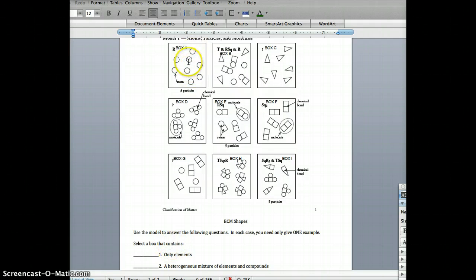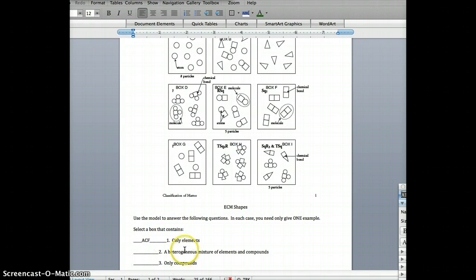Box A would qualify for that, as these circles are all the same. Box B would not qualify. Box C would qualify because they're all the same. But in box B, we have one kind of atom here, another kind of atom here, and then we have a compound. We're looking for only elements, so elements only have one kind of atom. So the answer would be box A, box C, or box F. Box F works because although they are diatomic, the atoms are the same. So there's still only one kind of atom in box F. So the answer here would be A, C, F.